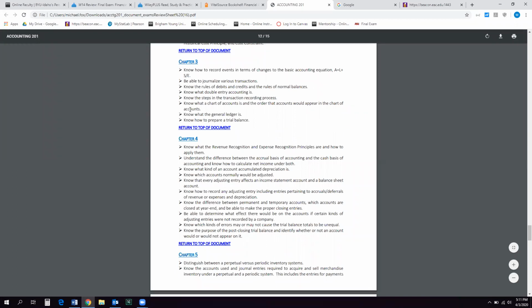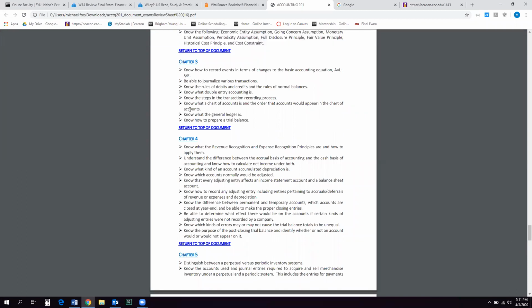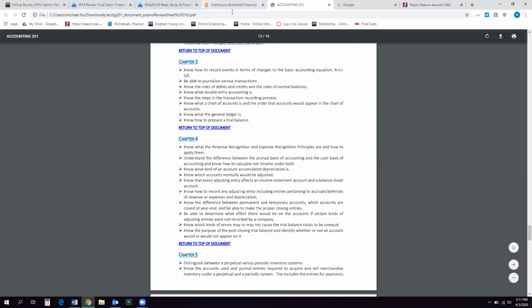So know what a chart of accounts is and the order that accounts would appear in the chart of accounts. We know that a chart of accounts always lists things in, I call it statement order. So it starts with the balance sheet items or accounts, which are assets, then liabilities, then dividends, then stockholders' equity. And then it moves on to the income statement accounts, revenue, and expenses. So just recognize that it's always in that order.